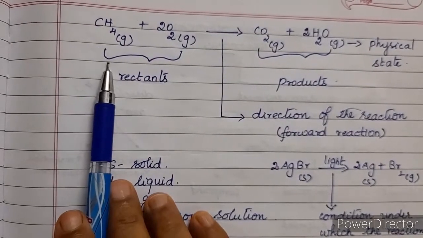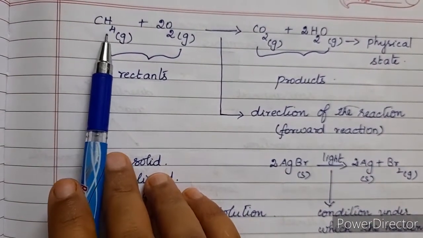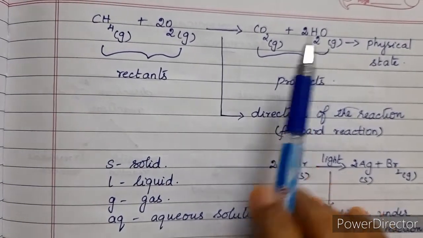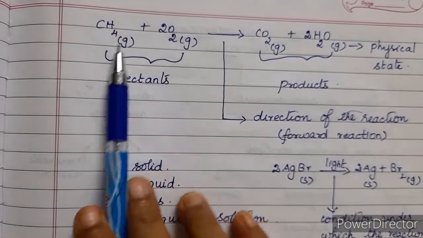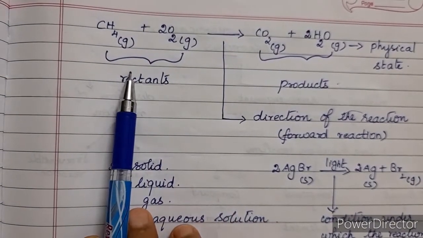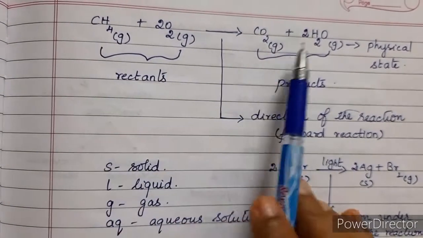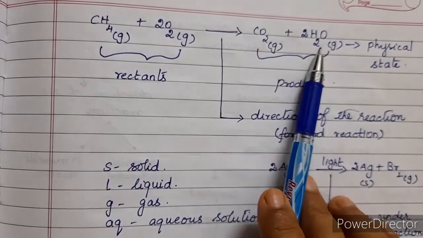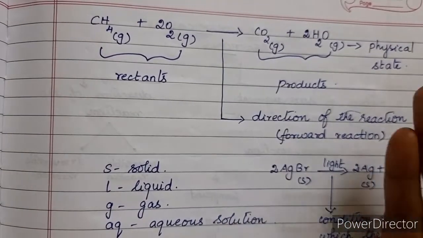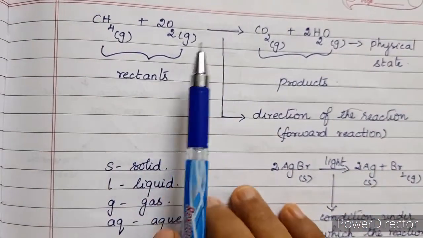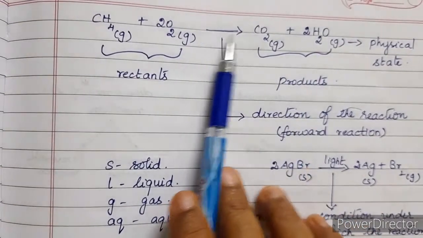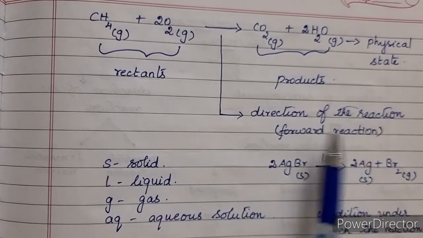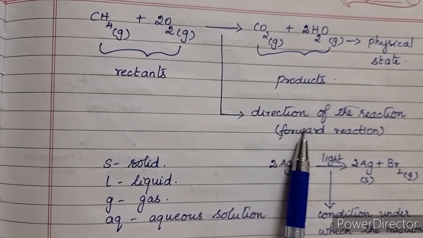Now let's see an example, children. Here we take the example of methane combining with oxygen to form carbon dioxide and water. Methane and oxygen are the reactants, and these are written on the left hand side. Carbon dioxide and water are the products formed, so these products are written on the right hand side. In between the reactants and the products you have the arrow mark. So this arrow mark indicates the direction of the reaction, that it takes place in the forward direction.